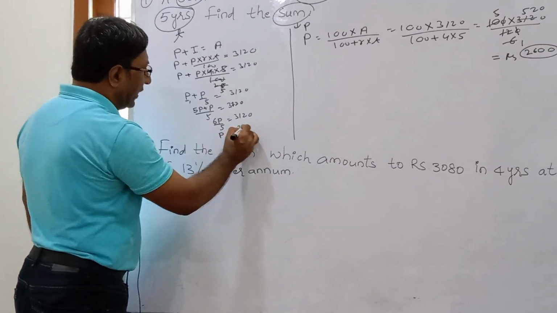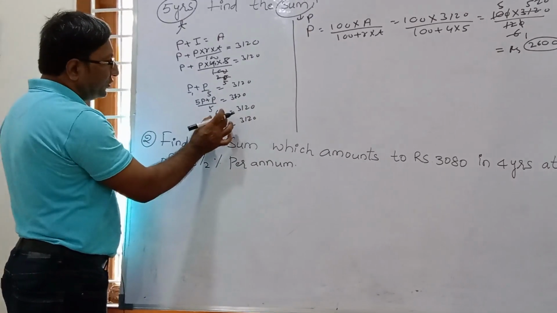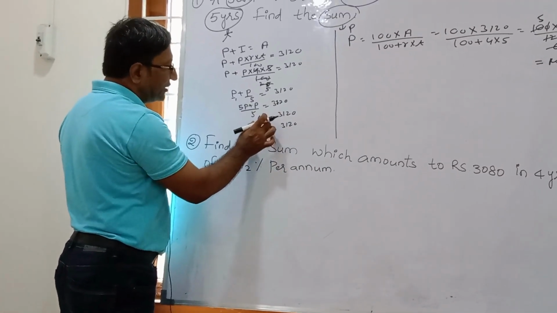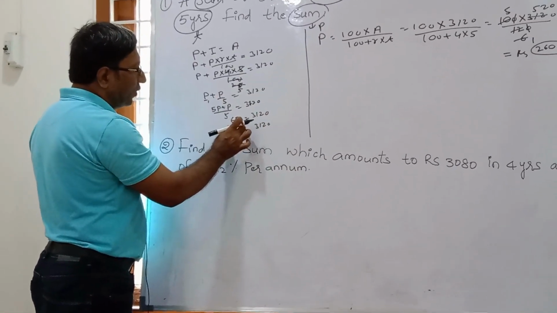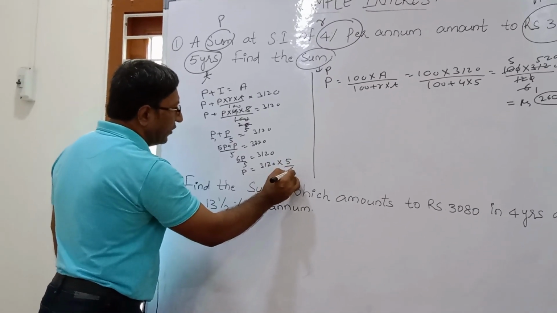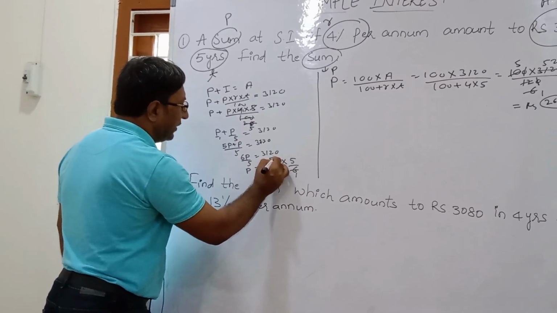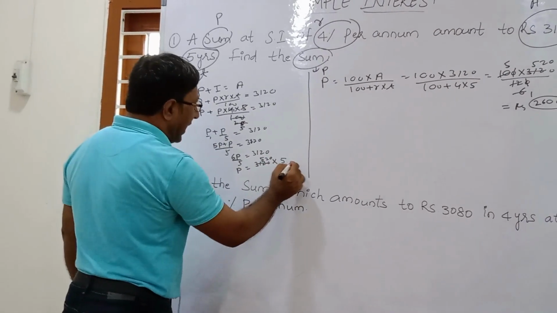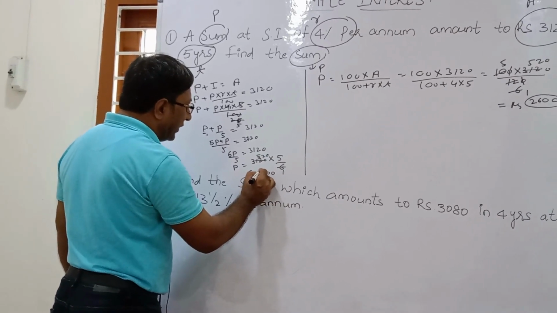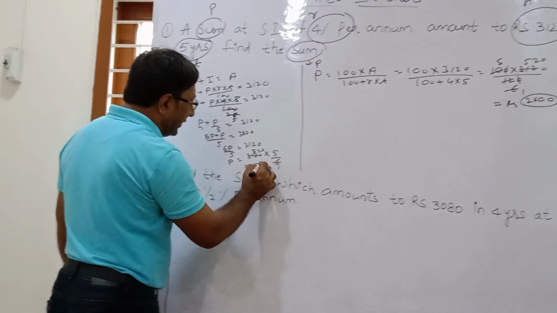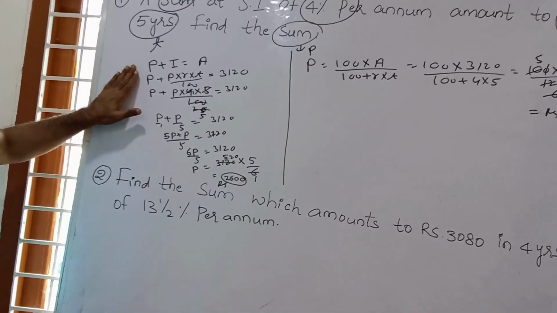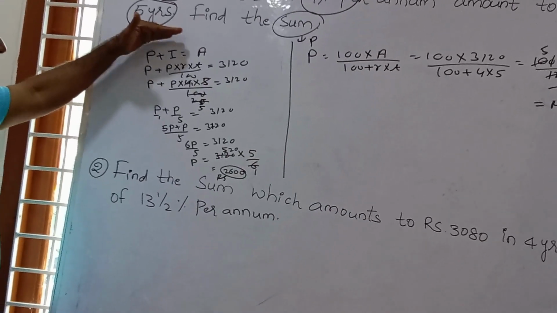So P equals what? 3120 is here. Now 6 by 5 goes to the other side, the right side. When 6 by 5 goes to the right side, it becomes the reciprocal, so we multiply by 5 by 6. 6 ones are 6, 6 fives are 30, 6 twos are 12, so 520. Again 520 into 5: 5 twos are 10, 5 fives are 25, 26. So this 2600 rupees is your answer. This is the basic part.